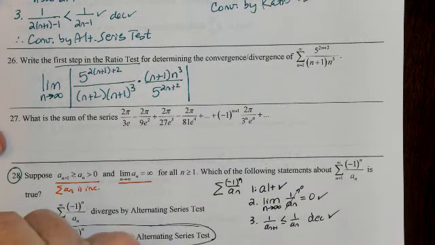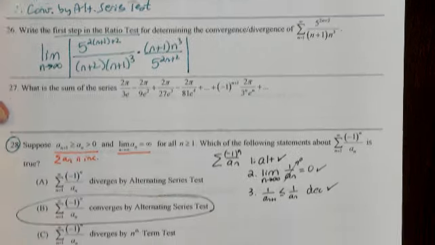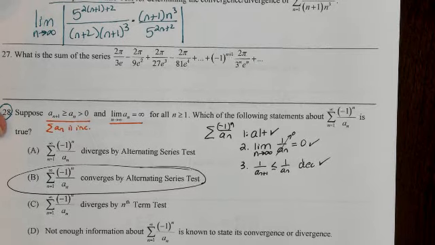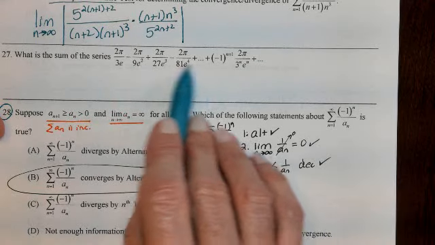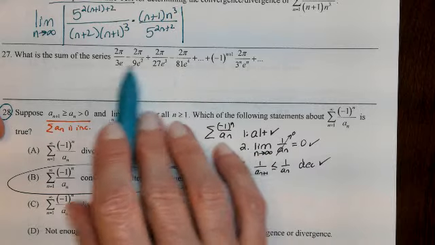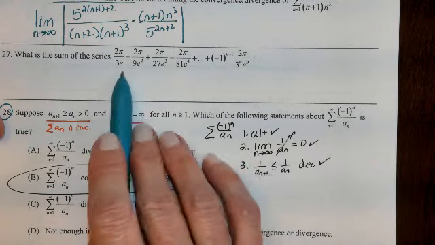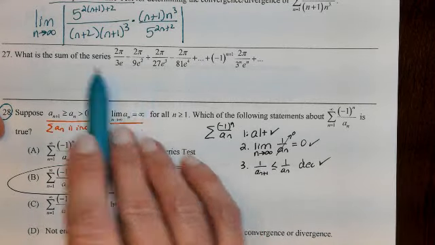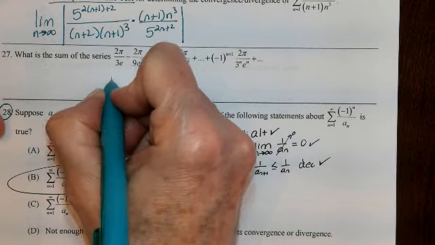And that is the first step. That's the setup. Okay? What is the sum of the series? Well, it's not one of our Taylor series because I don't see any factorials down here. It's not one of our known Taylor series. So it must be geometric if we can find the sum. Okay? So if it's geometric, what is r?